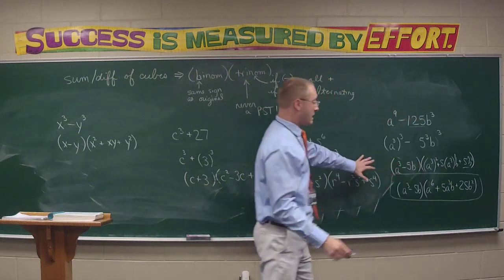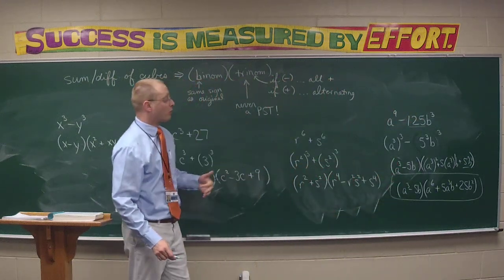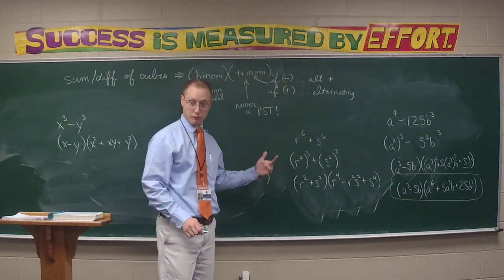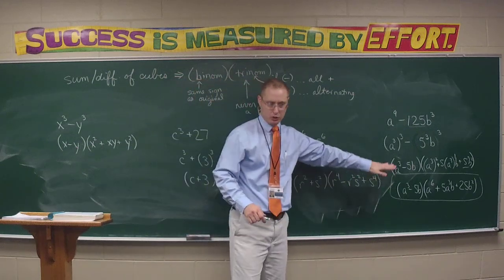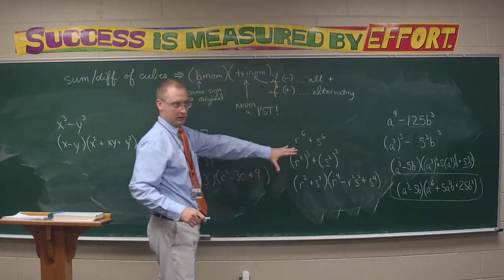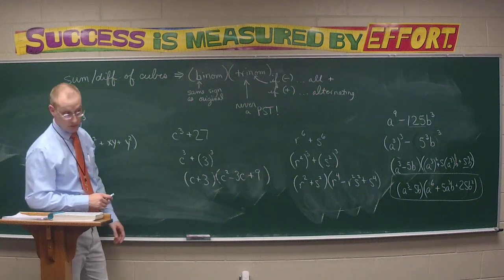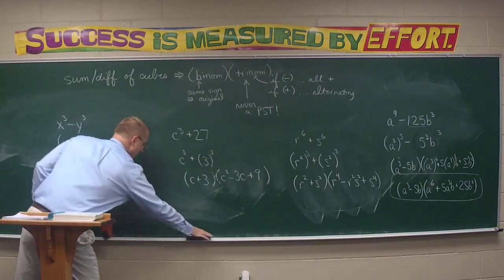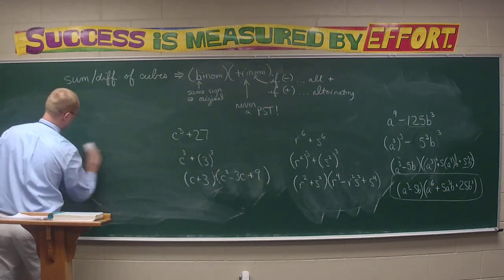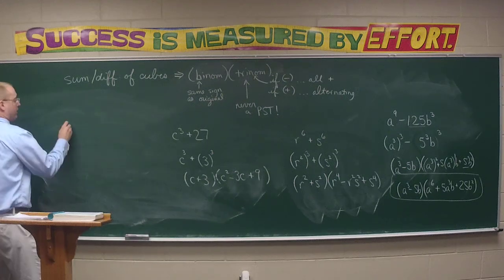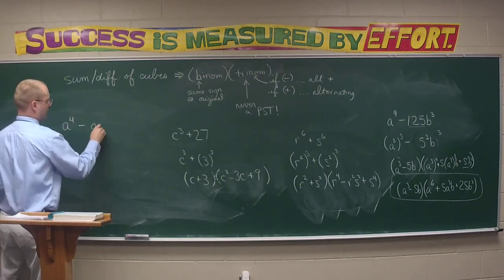Okay, so a little more to keep track of when there's numbers involved, a little more to keep track of when there's other powers involved, but the process never changes. Questions here? One more to write down. A to the 4th, negative a.